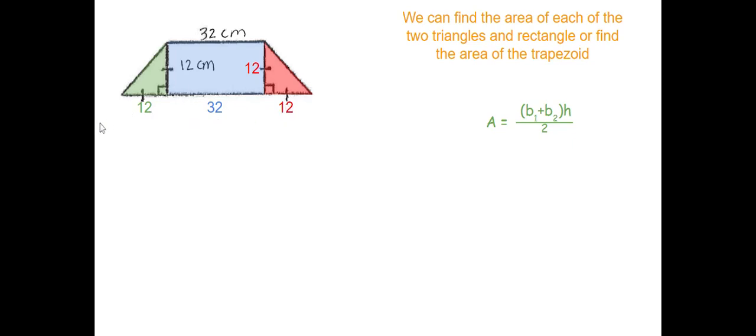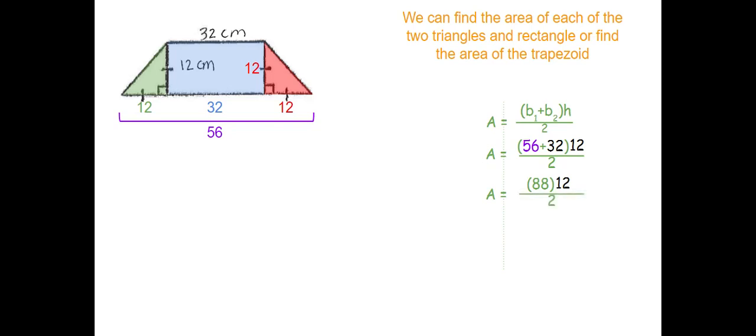So add those three together, and that will give you the total of your other base, which is 56. So now go ahead and plug those numbers in. Okay, your two bases are 32 plus 56 times your height, which we said was 12, and you're going to put that over 2. First things first, always do your parentheses. 56 plus 32 is 88, okay, times 12 divided by 2.